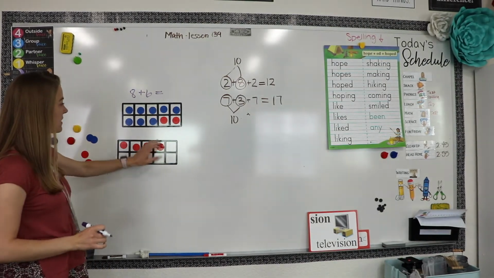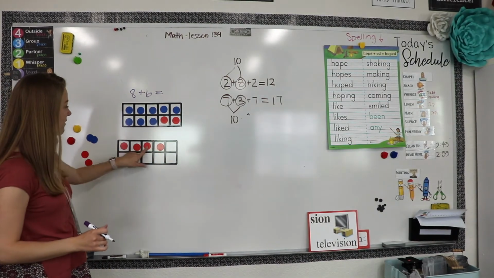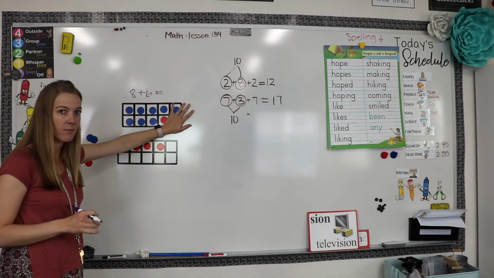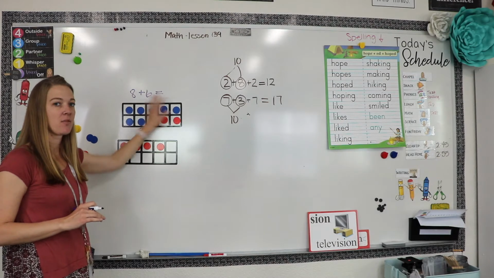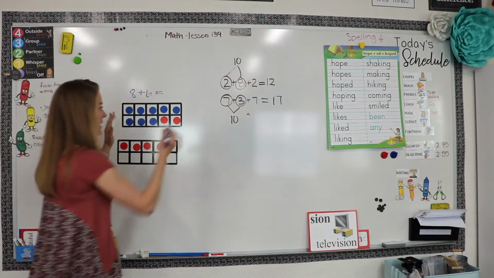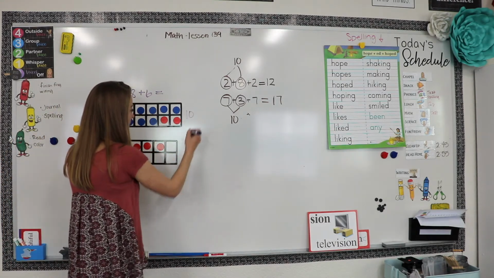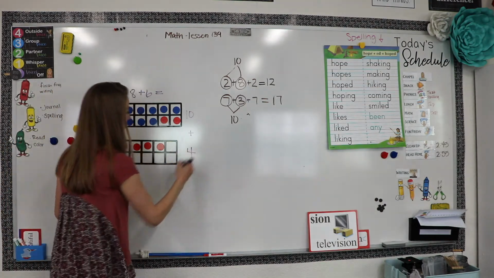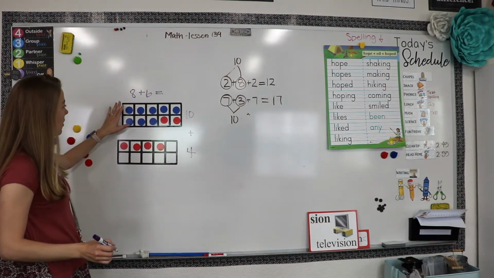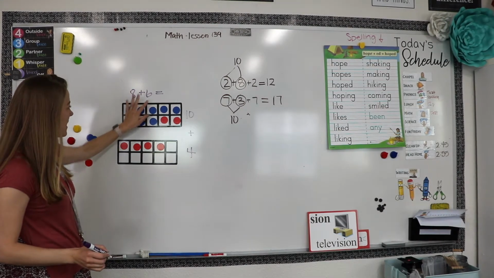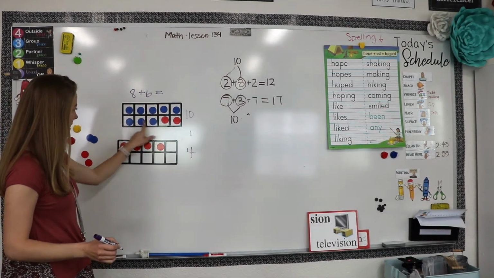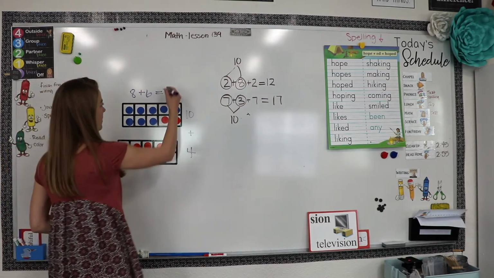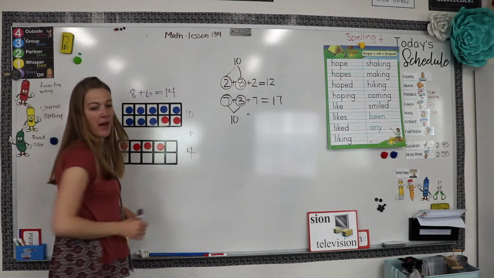Did I add 6 red ones? 1, 2, 3, 4, 5, 6. Good. And I now have a full 10 frame, which means that this number is representing the number 10 plus, what do I have in here? 1, 2, 3, 4. Okay. So 8 plus 6, 8 right here is blue, plus 6, which is in red, is equal to 14, right?